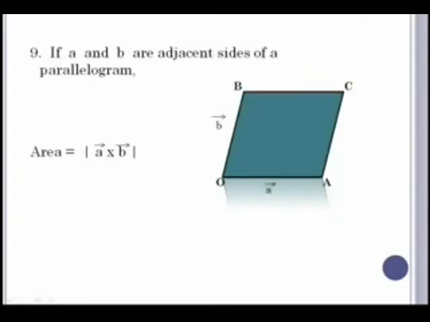The ninth property is, if A and B are the adjacent sides of a parallelogram, then the area of this parallelogram is given by modulus of A cross B. Let us consider this parallelogram OACB, where OA and OB are the adjacent sides given by the vectors A and vector B. Then the area of this parallelogram is given by modulus of A cross B.